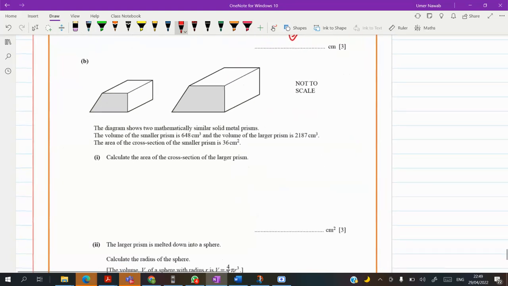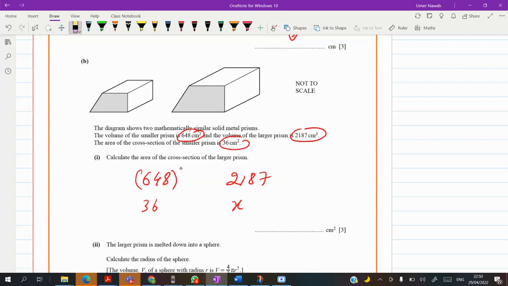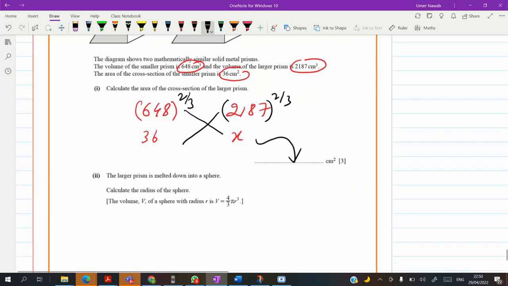Now similarity, guys. The areas are given. No, the volumes are given. I want to find the cross-sectional area. So area versus volume. The two volumes are given, 648 and 2187. Smaller prism is 36 area, and I want this. So you have to put 2 over 3, because when the volumes are given, you have to write 2 over 3. If the areas are given, then 3 over 2. And then do the cross multiply to get the value of x.